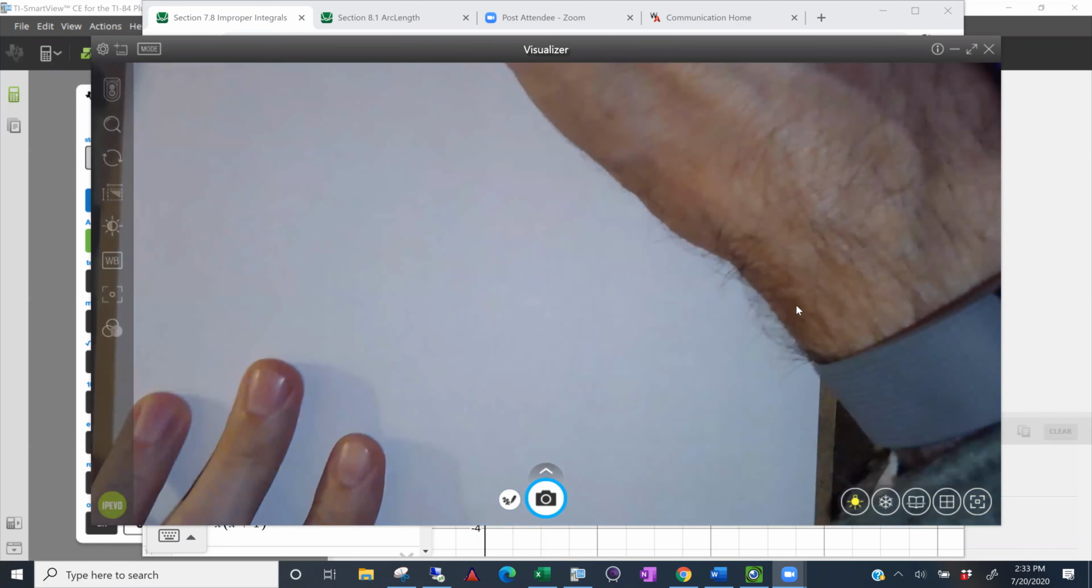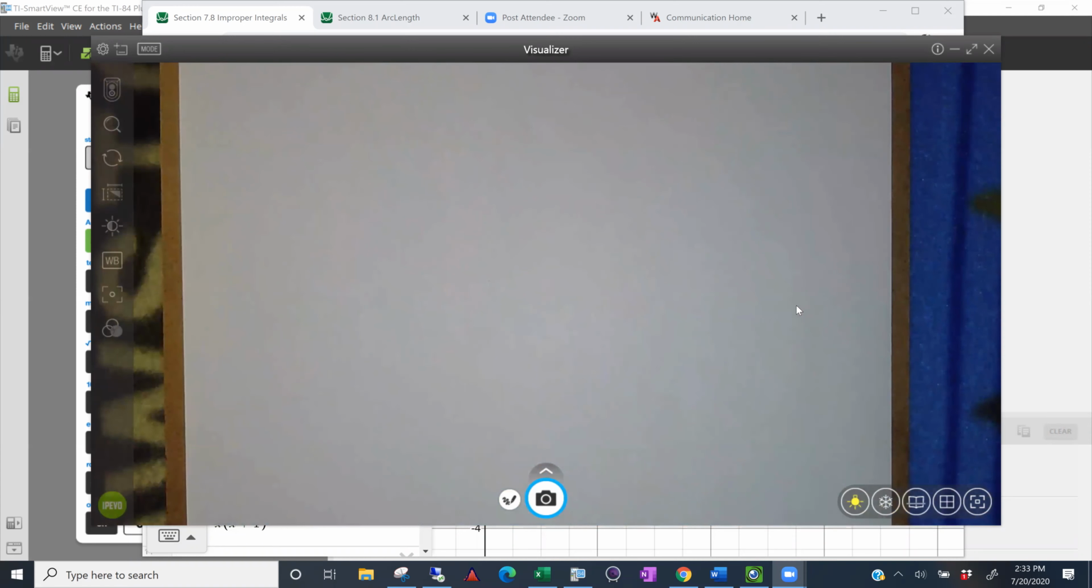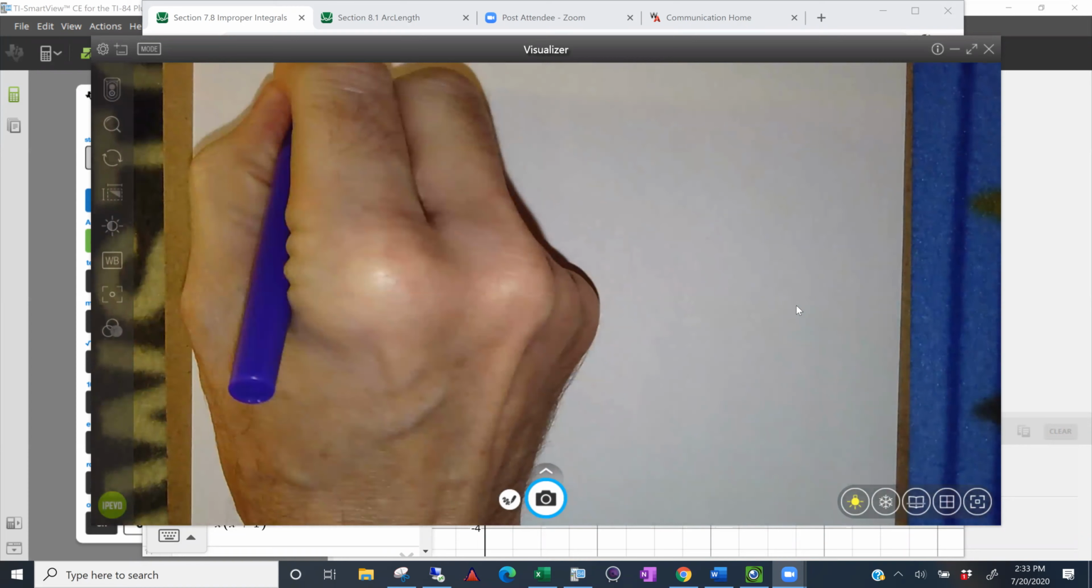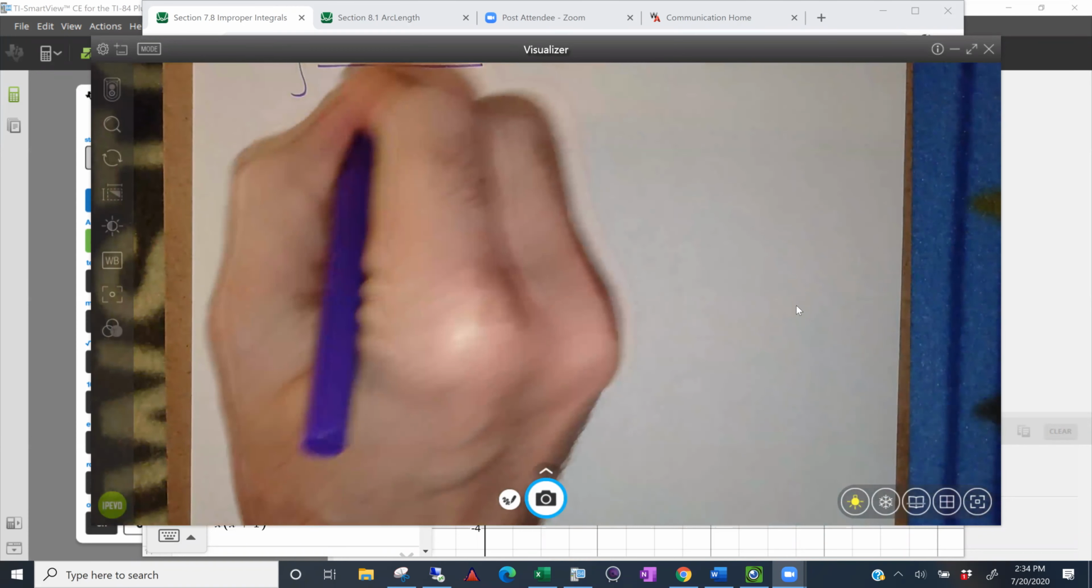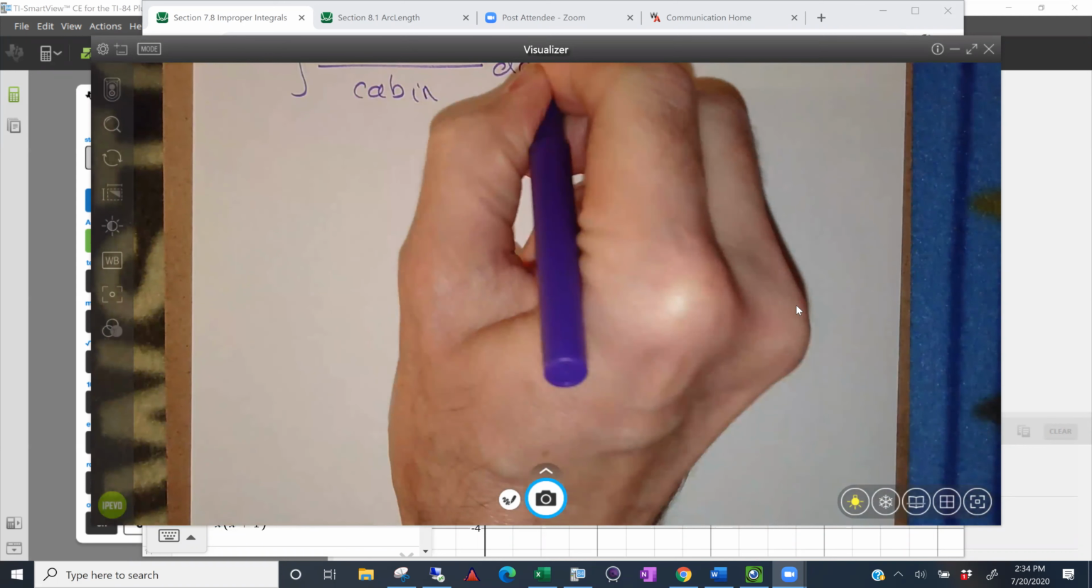So it's time to learn how to make a houseboat with calculus. So here you go. We're going to integrate the function 1 over cabin d cabin.